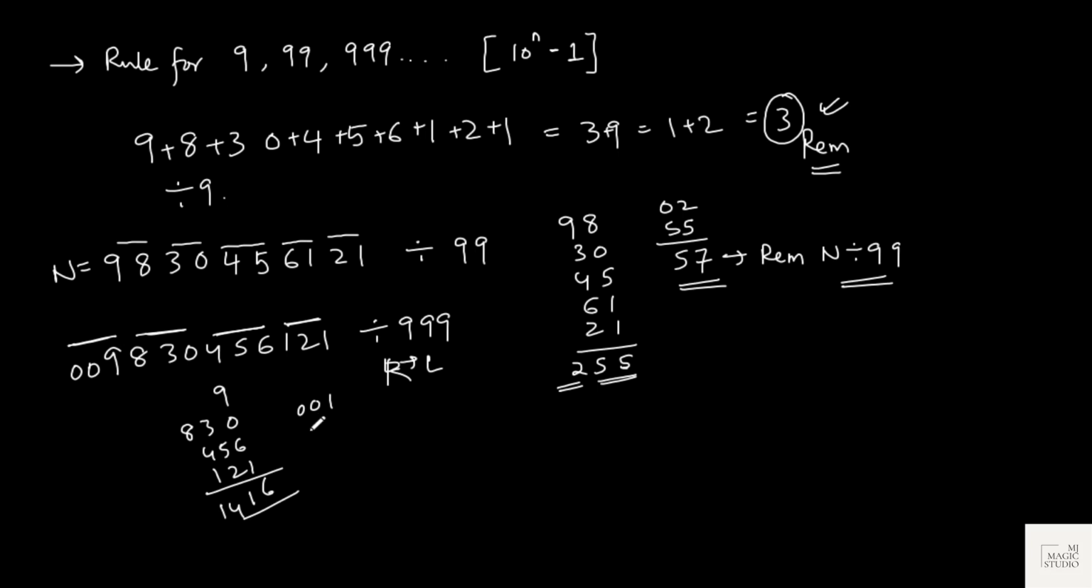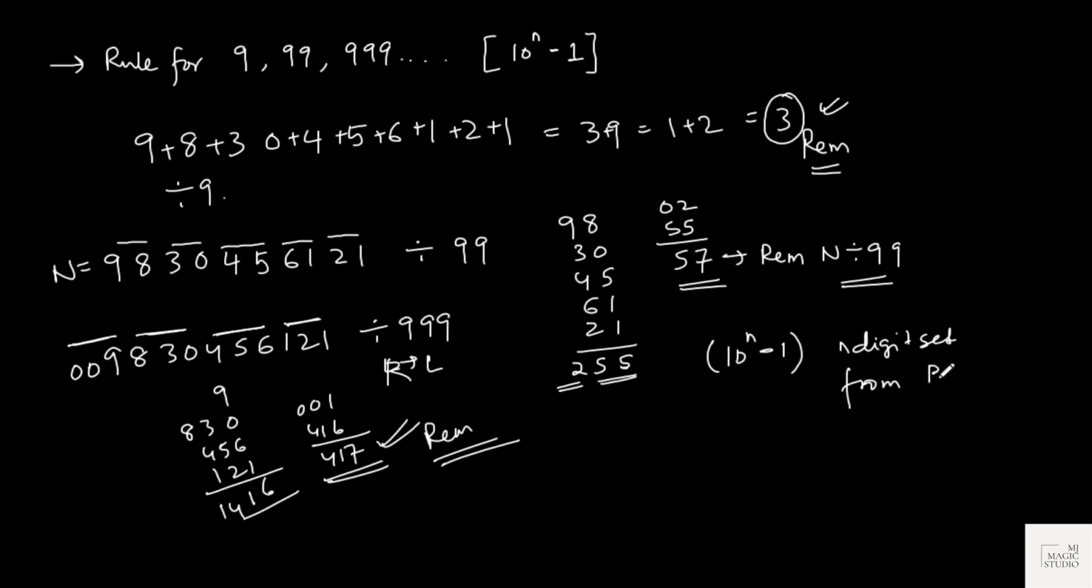Again we will do the same thing, 001 and 416. When we have a 3-digit number, we need to stop. If it is not 999, then the number is not divisible by 999 and this is nothing but the remainder. So if this same number n is divided by 999, we would end up getting remainder 417. So the pattern is simple. In case of 10 to the power n minus 1, we take n-digit sets from right to left, add up and keep adding till you get an n-digit number. If that is 999 coming n times, then the number is divisible, or else whatever you get is the remainder.